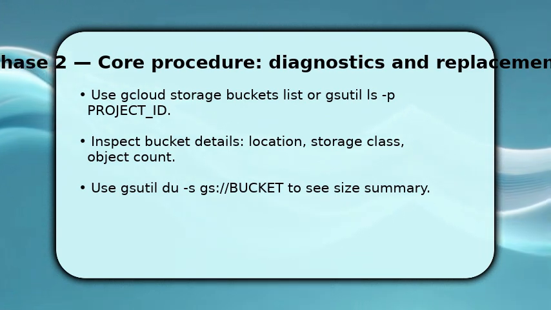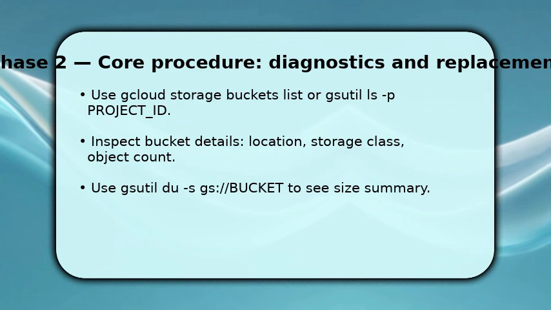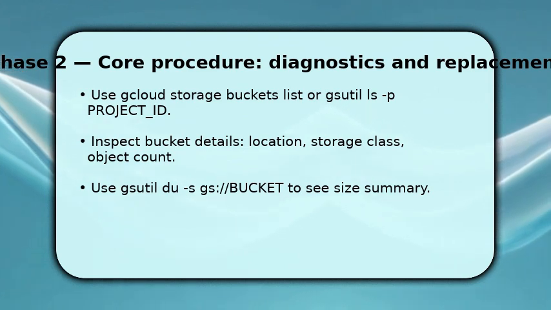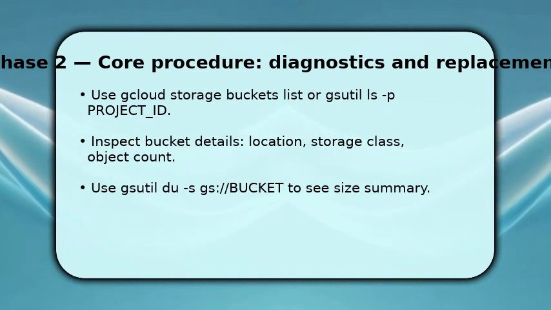To check usage, run gsutil du -s gs://bucket, which gives a size summary. If you need object counts, gsutil ls -r gs://bucket | wc -l, and make sure to note regions for performance.